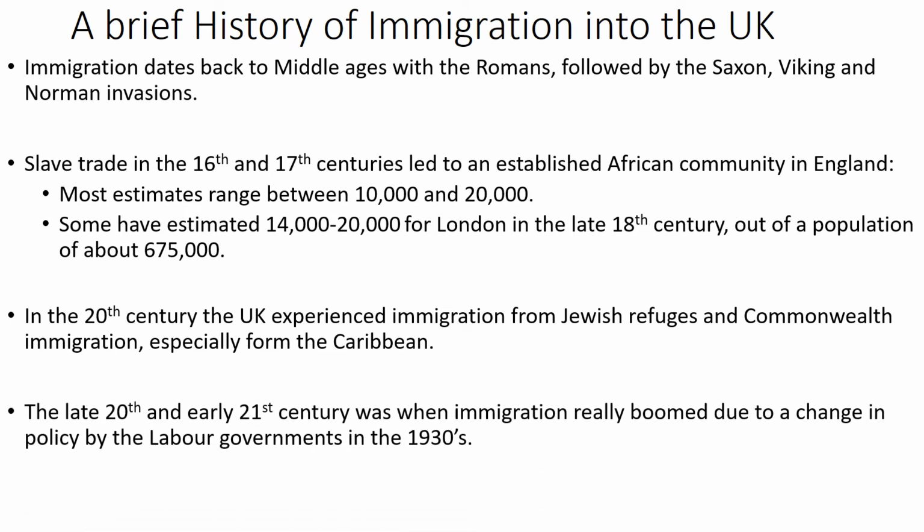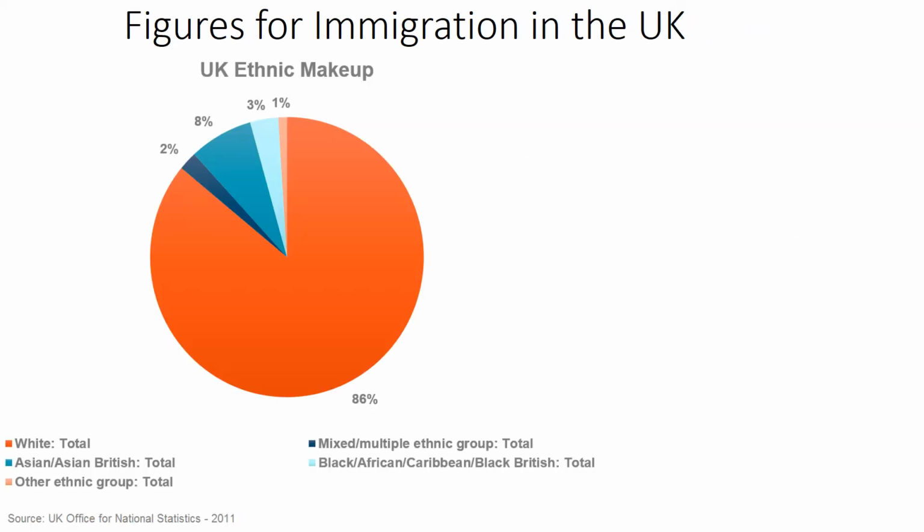In the late 20th and 21st century was when immigration really boomed, and this was due to a change in policies by the Labour government in the 1930s. And more currently in 2019, the non-UK born population stood at 9.4 million in the UK. Just to put that in context, London's population currently is 8.7 million. So I'd just like to give you some figures of immigration within the UK.